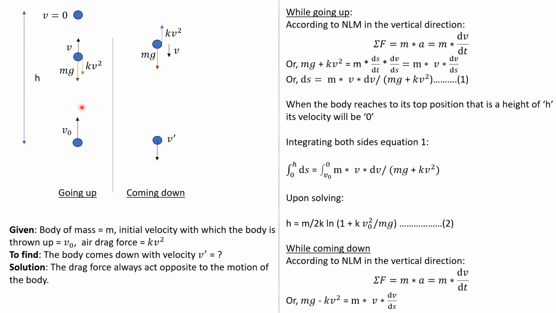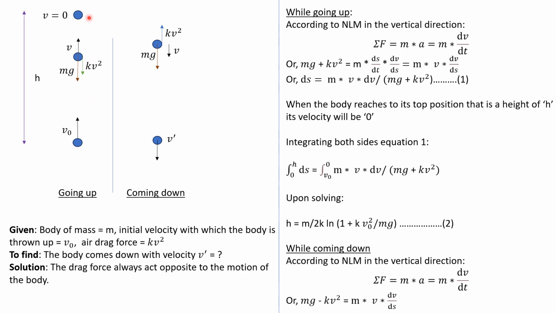The body will start ascending. The forces acting on the body will be the gravitational force and the drag force, which will always be opposite to the motion of the body. And that drag force will be equal to kv square, where v is the velocity at that point. So what will happen gradually? The body's velocity will decrease and it will come to rest after reaching a certain height. That height we call h.